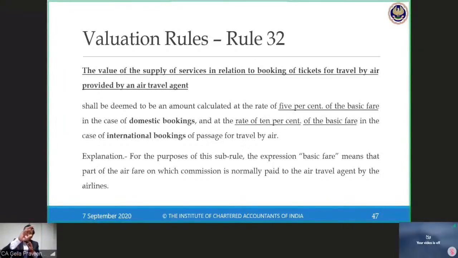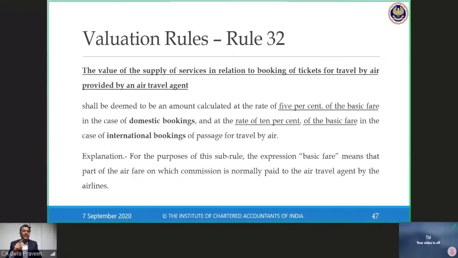If you recollect, let us go back to example number 3, which we have discussed. Mr. A, an individual, goes to ABC & Co, who is a travel agent. Cost of ticket is 15,000. Commission is 500 rupees. What will be the transaction value? That is the question I have asked.